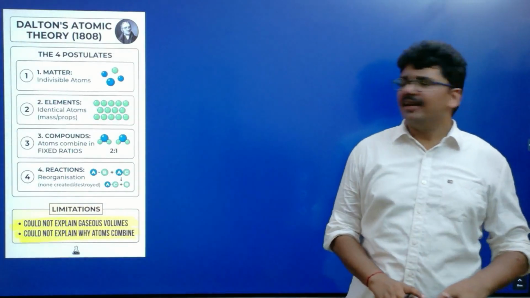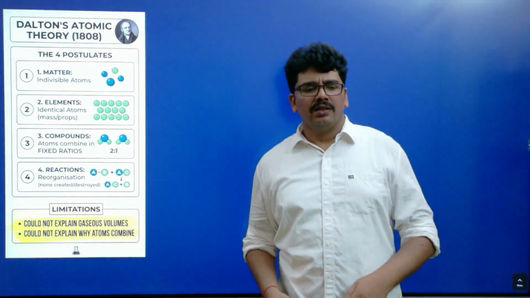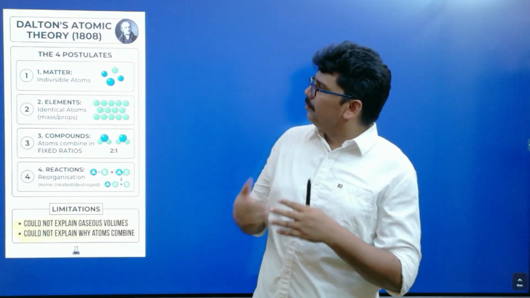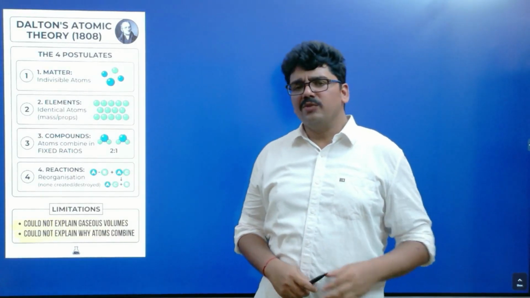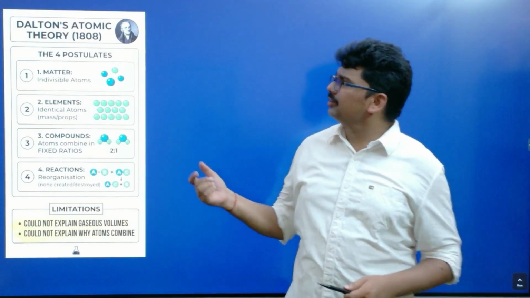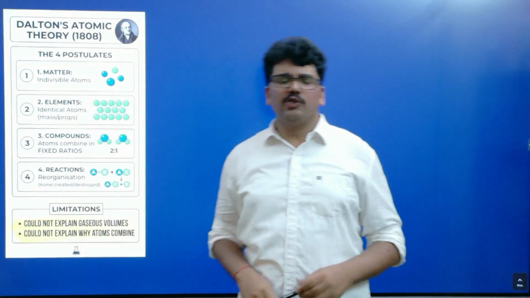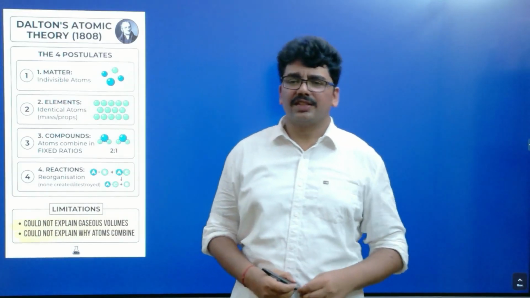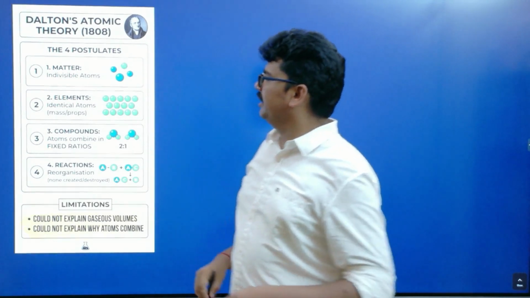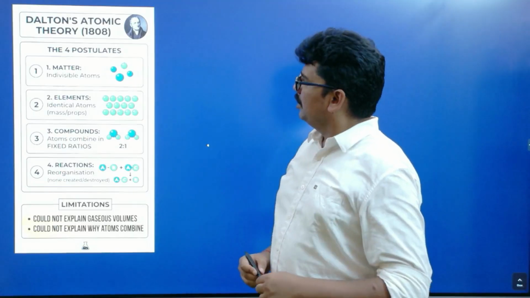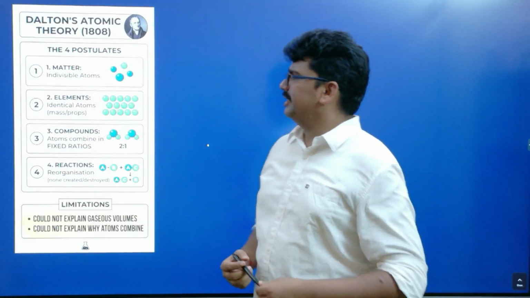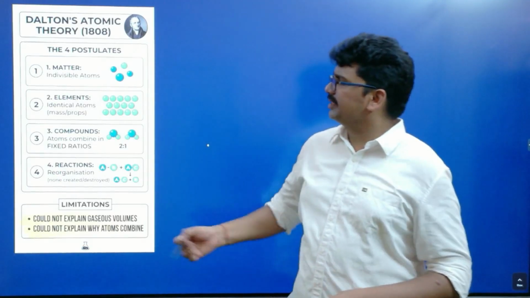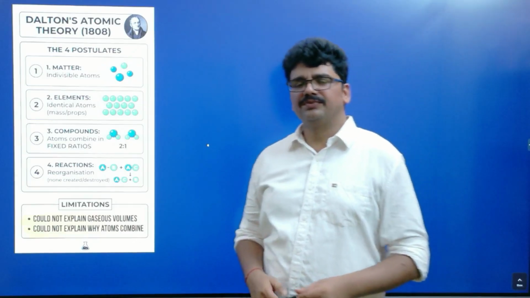So all laws of chemical combinations are completed. Now, by studying all the laws of chemical combinations, Dalton introduced one atomic theory to explain the structure of the atom, and this is the first theory introduced to explain the structure of the atom, that is Dalton's atomic theory. So here 4 important postulates are there. Of course, for each and every postulate, limitations are there. The first postulate is what? Matter is indivisible.